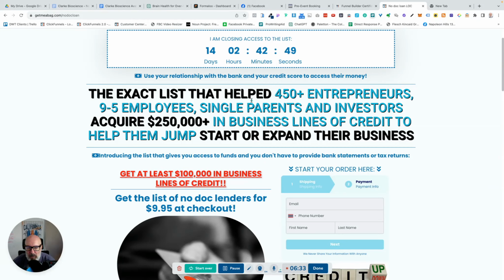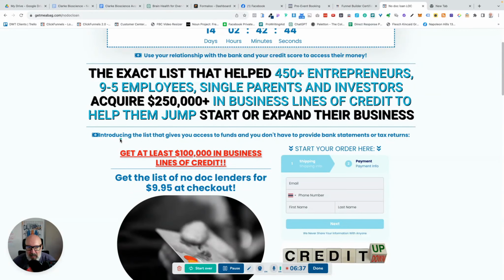So I would just call it out and say it as it is, and then introducing the list that gives you access to funds, and you don't have to provide bank statements or tax returns. That reads very funny. So that should be something like introducing the list that gives you access to funds without having to provide bank statements or tax returns.